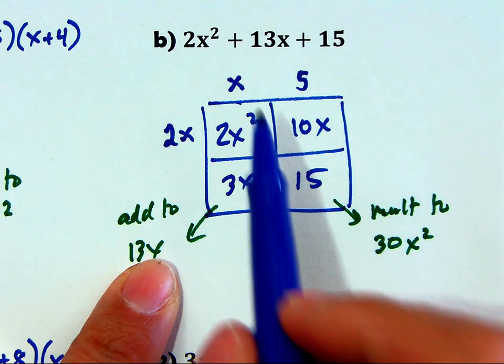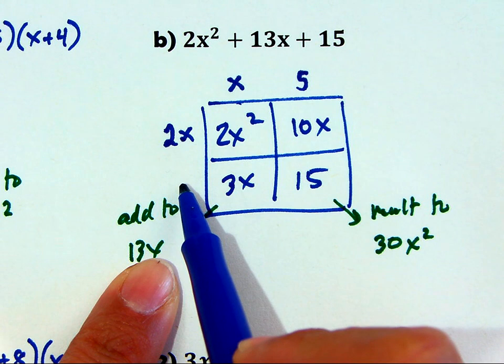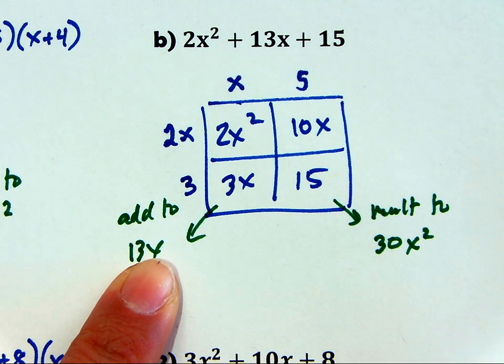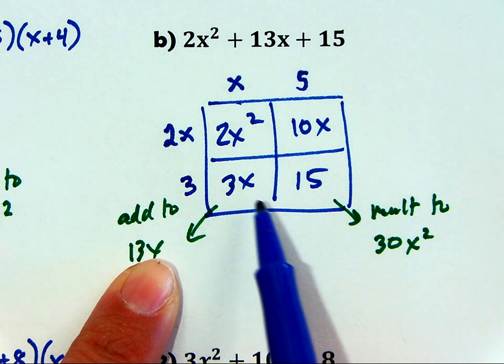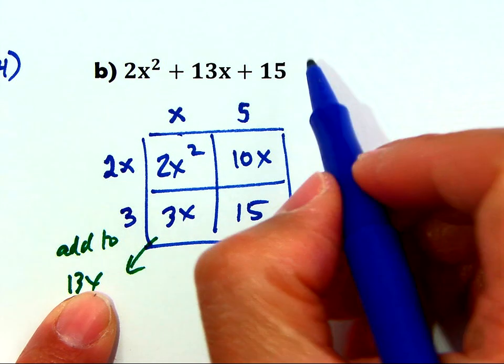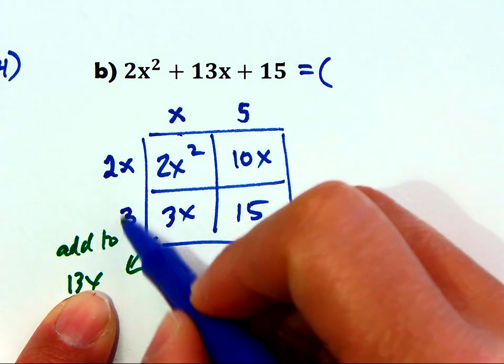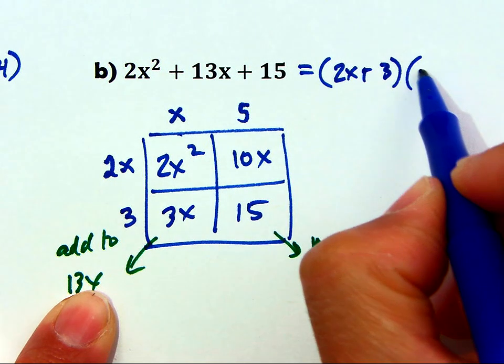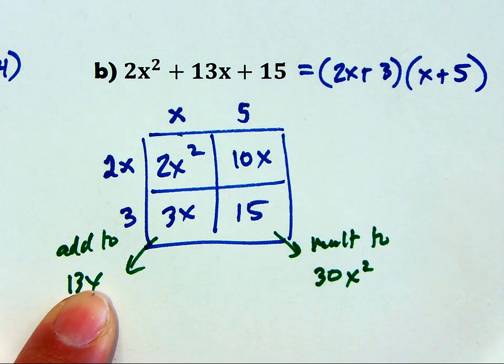Okay, and then now let's figure out the missing factor here. Since this is an x, this has to be a 3, right, to make a product of 3x, and then 3 times 5 is 15. All right, so 2x plus 3 is one of our factors, and x plus 5 is the other one of our factors.